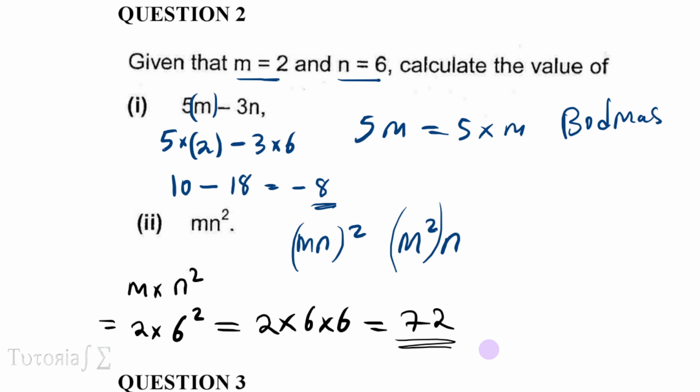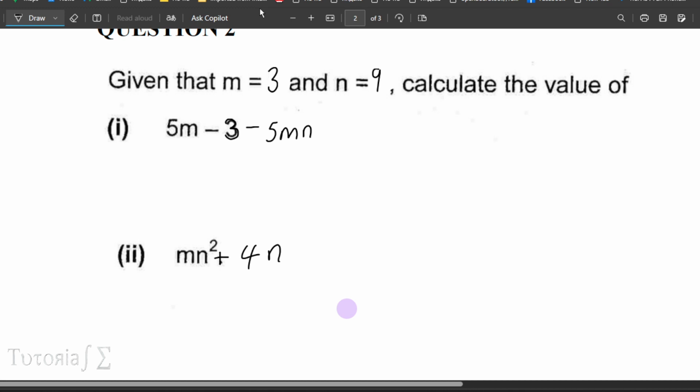So for this question, you are going to work out the following question. All right, so given m is equal to 3, n equals to that. Find 5m minus 3, negative 5mn. Okay, then here we have mn to the power 2 plus 4n. So we're going to work out these two problems. So you copy the question and work them out.